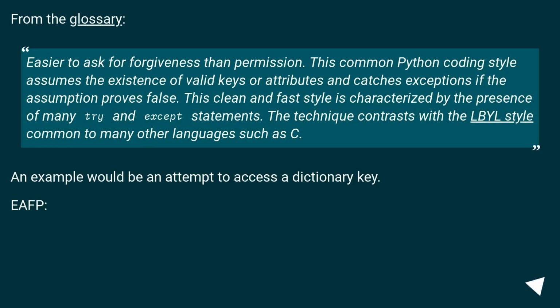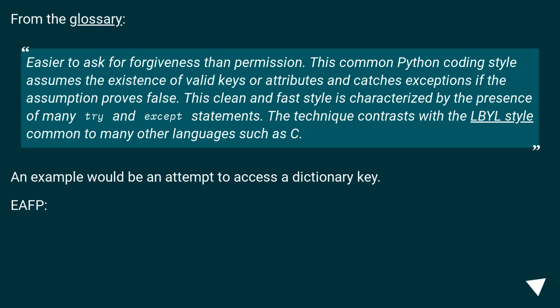From the glossary: Easier to ask for forgiveness than permission. This common Python coding style assumes the existence of valid keys or attributes and catches exceptions if the assumption proves false. This clean and fast style is characterized by the presence of many try and except statements. The technique contrasts with the LBYL style common to many other languages such as C.